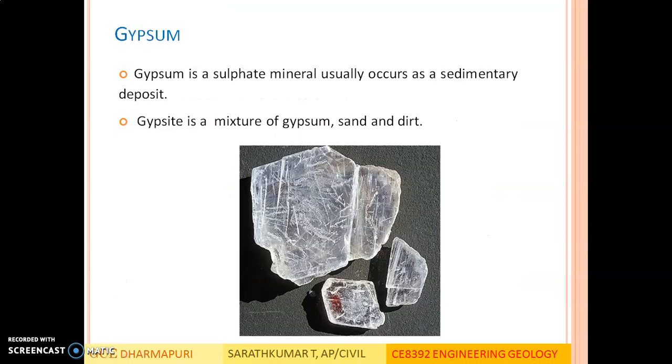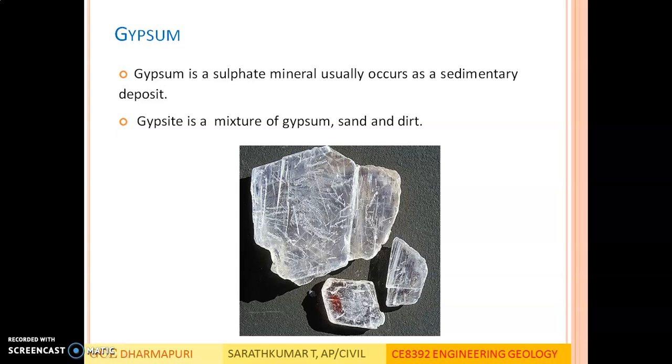The final topic of this unit is gypsum. Gypsum is a sulfate mineral. Previously we have seen calcite, which is a carbonate mineral, and before that we saw feldspar, pyroxene and amphibole groups, which are silicates. Gypsum is a sulfate group mineral and usually occurs as a sedimentary deposit.